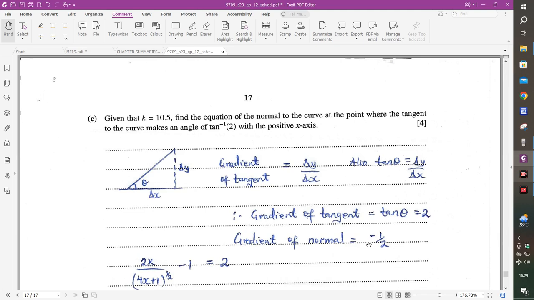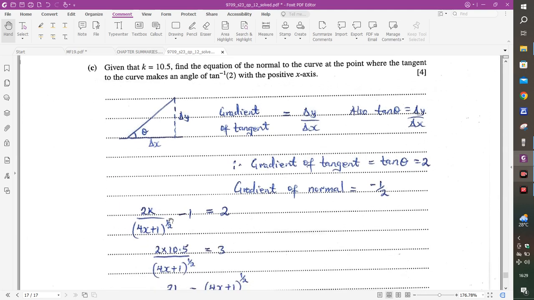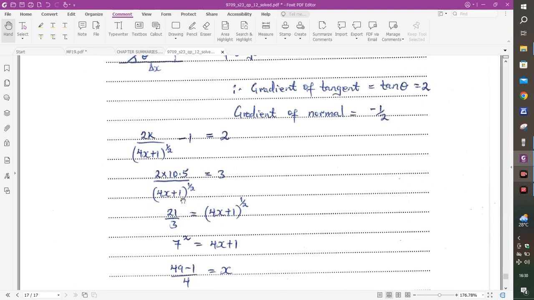So you have your dy/dx, which you got at first as 2k over (4x plus 1) power half, minus 1. That is dy/dx. So it is equal to 2, because dy/dx is the gradient of the tangent, and the gradient of the tangent is given here as 2. So I equate to 2, then bring the 1 this way, it becomes a 3. k was given as 10.5, so when we multiply by 2, that is a 21. Now I can cross multiply. This one comes here, then the 3 can come down here. So that's 21 divided by 3, which is a 7.